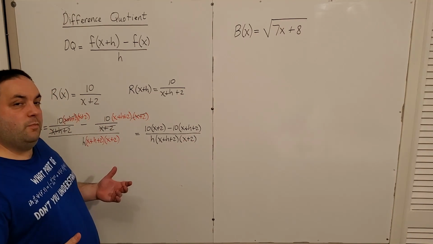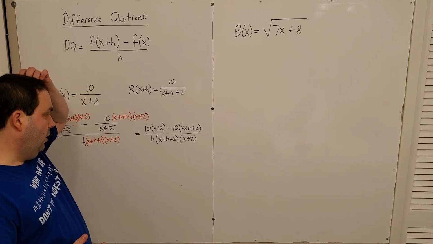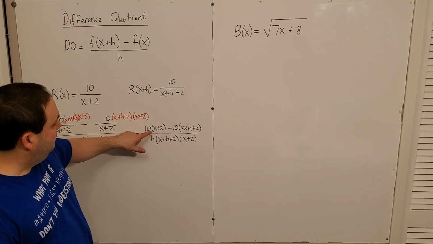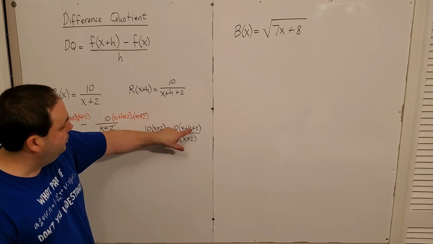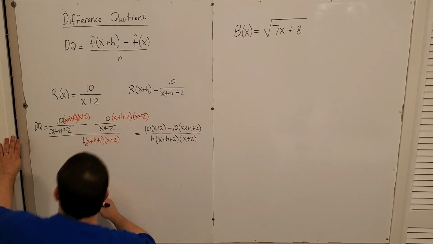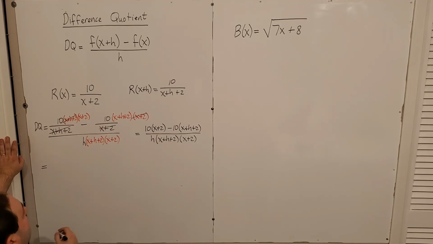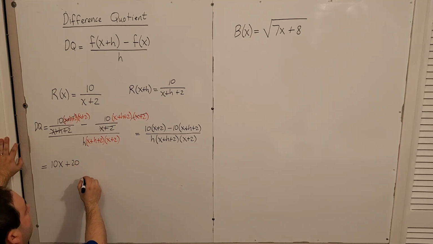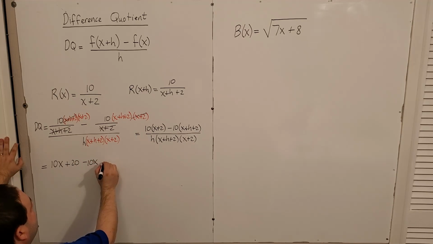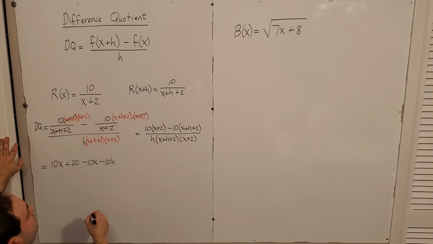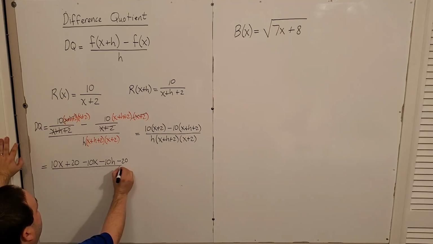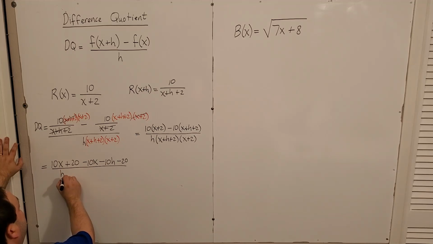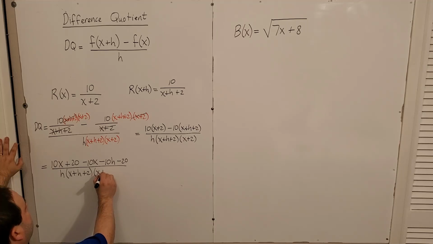Okay? And at this point, we're actually almost done. Watch. I'm going to distribute the 10 here, and I'm going to distribute the negative 10 here. So that gives me 10x plus 20 minus 10x minus 10h minus 20, all over h times x plus h plus 2 times x plus 2.